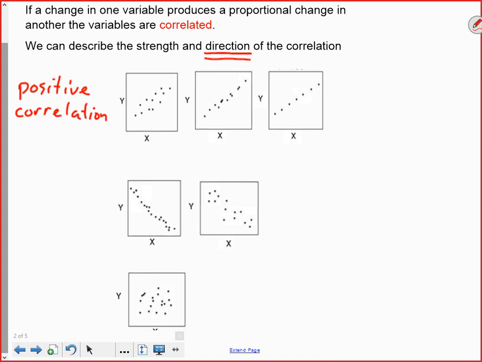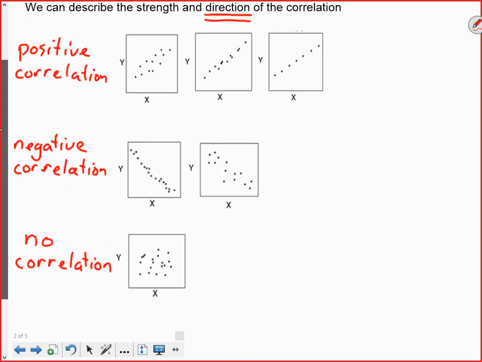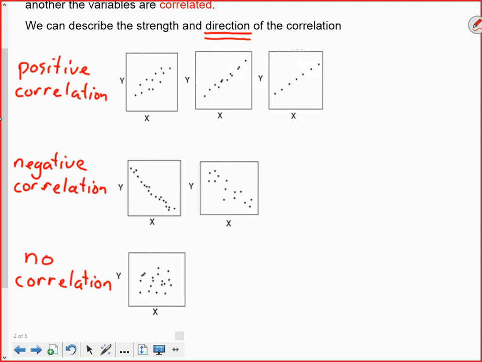By contrast, in the next row down, we have examples of what are called negative correlations. Because in these ones, as x increases, y decreases. So an increase in x has a sort of a negative change in y. And in the third row down below, we have examples of no correlation. So that's talking about the direction of the correlation.